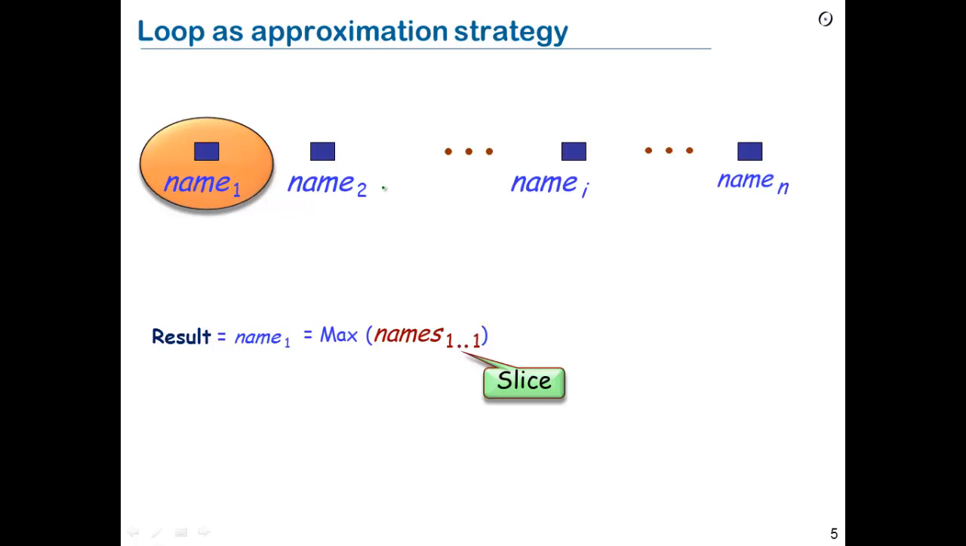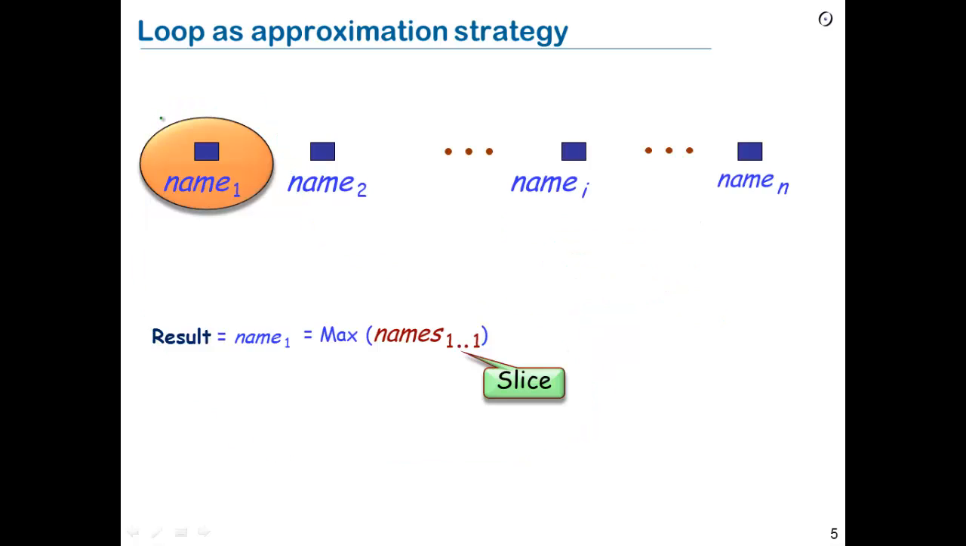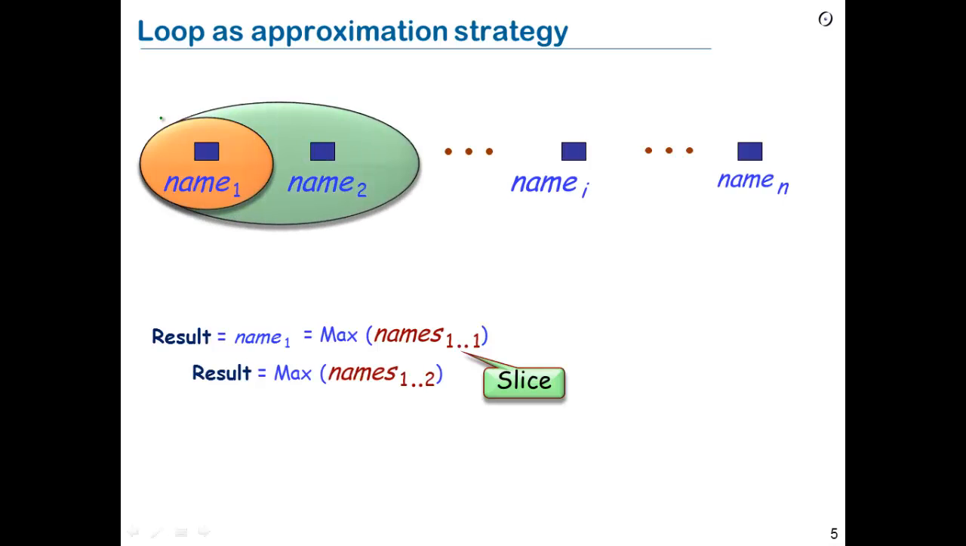I'm going to have to express names I..j to mean the slice, the subsequence from I to j. This is going to be represented as names of I..j. So what we have here initially is a trivial slice, the slice from 1 to 1. So we can express the result after the first iteration in this way. Now we encompass one more element in the second iteration of the loop. And so as a result, since we take the maximum of the result computed so far and name 2, the greater of the two, we are going to get the max of names of the slice 1..2.